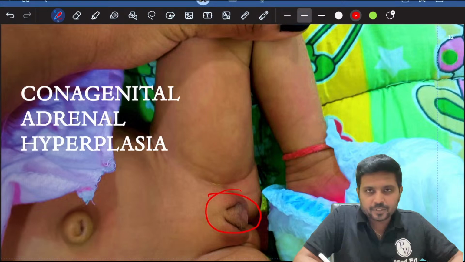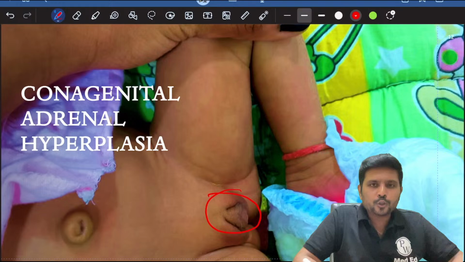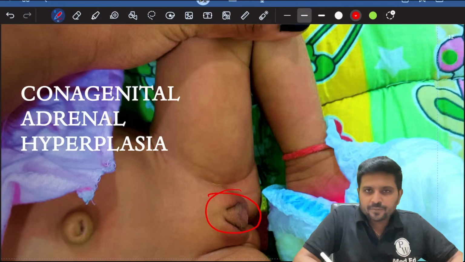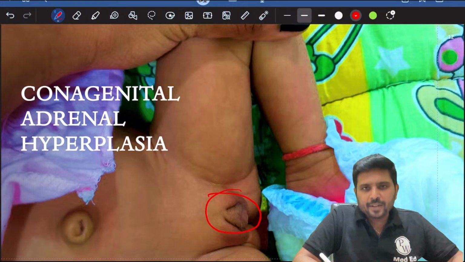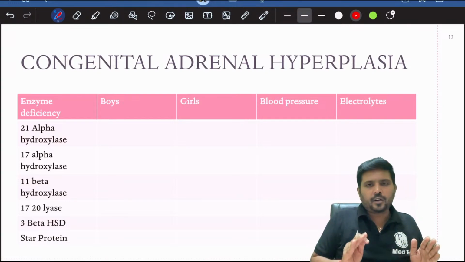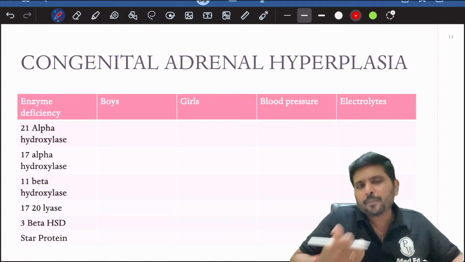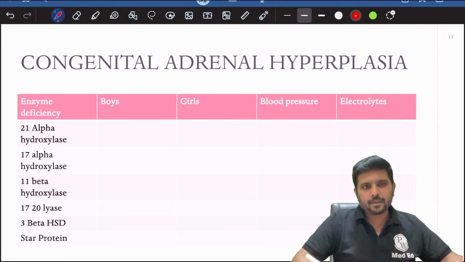You all know that the adrenal steroid biosynthetic pathway has so many enzymes. In any one of these enzymes, if there is a deficiency, it will manifest as atypical genitalia, hypotension, hypertension, etc. Definitely, one question will be asked from congenital adrenal hyperplasia. So when we fill this tabular column, it will be more than enough for you to pick your choices in your entrance examination.